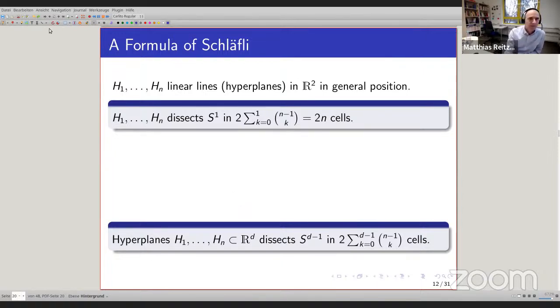You start with the origin somewhere, and then you take n linear lines or hyperplanes in R2 in general position. So what you do is you have your first line here, you have a second line here, you have a third line here. The question is how many cells does it generate? And this is quite immediate.